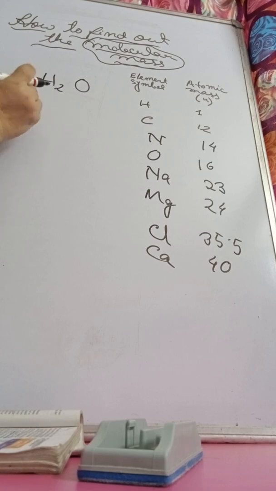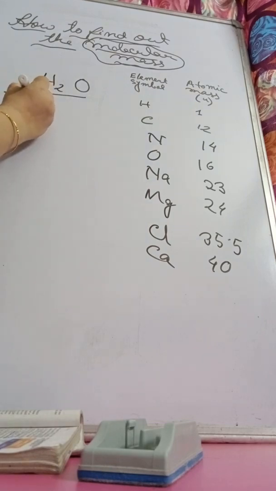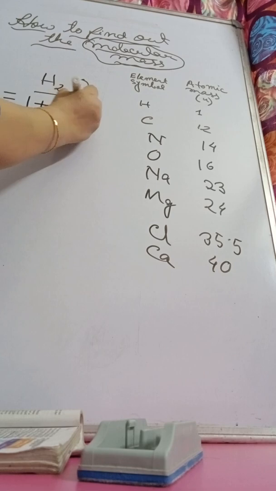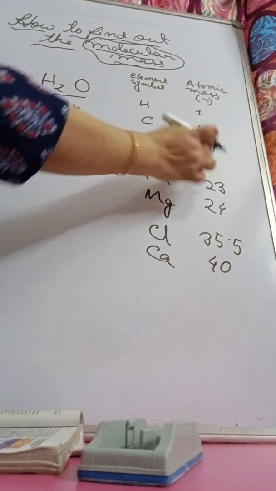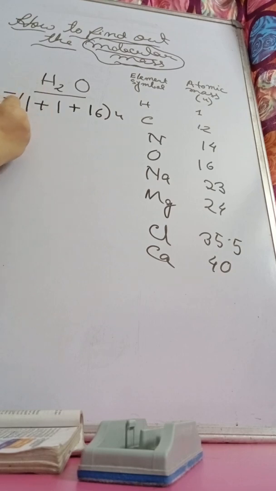You have to add the atomic mass of each and every atom of different elements which constitute together to form this particular molecule. Now we have seen two atoms of hydrogen are there. Atomic mass of one hydrogen is 1. So you can write like this, 1 plus 1 because 2 hydrogen, plus oxygen atomic mass 16 U. So how much will it be? It will be 18 U.